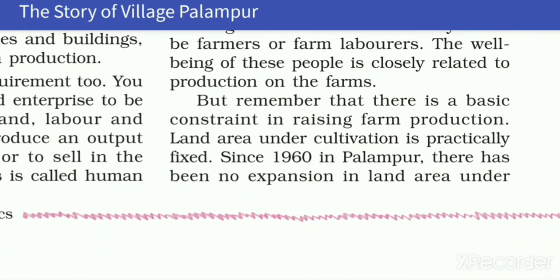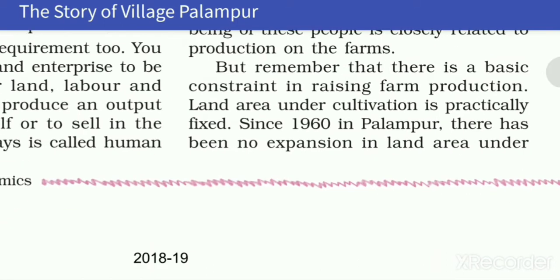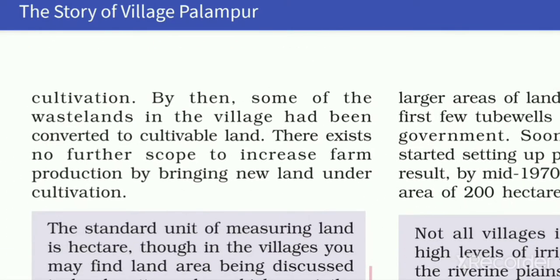But there is a restriction in increasing the amount of food grains because the land area under cultivation or farming is fixed, and since 1960 there has been no expansion in land area under cultivation. There is no scope or opportunity to increase farm production by adding new land under cultivation. The only possibility is to convert the wastelands into cultivable land. Wasteland means barren land, and cultivable land means land capable of being cultivated.